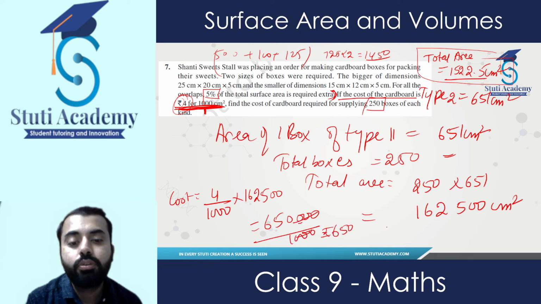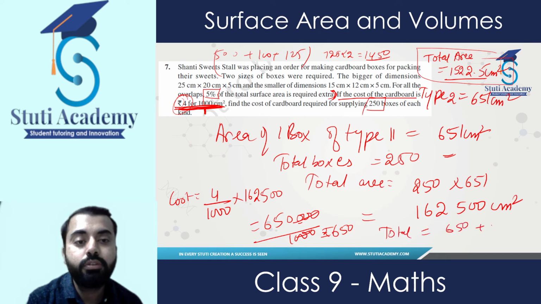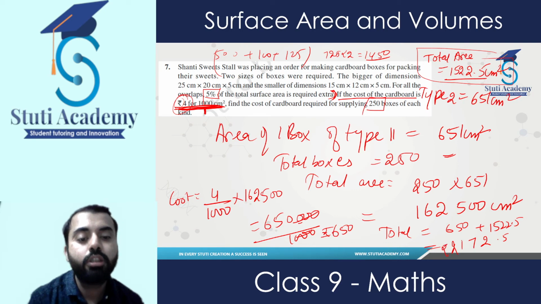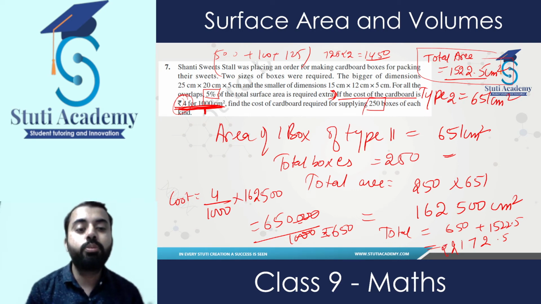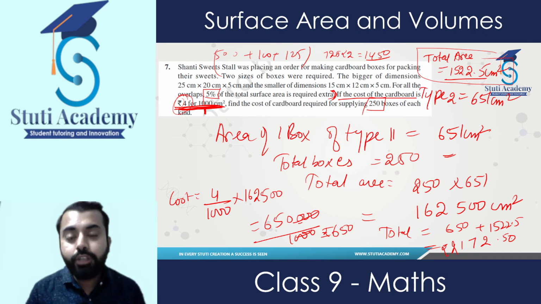Right? Total cost was what? Total was 650 plus 1525. Add them, 0.5 or 0.57 and 11. So your cost is what? 2172.50. I hope you guys have understood this. Let me just tell you once more and then we can move on with this.